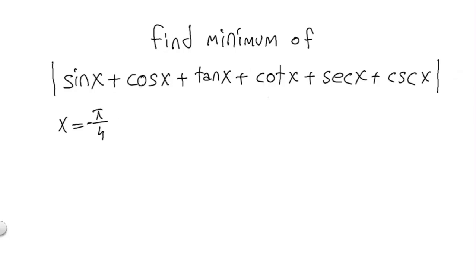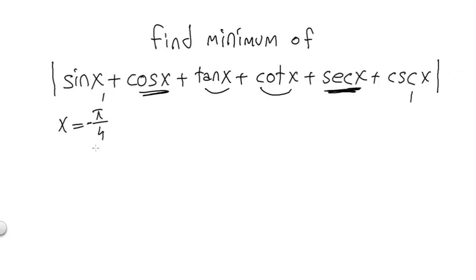I'm trying to just minimize all of them, because this is reciprocal of this one, and this is reciprocal with this one. So just if, for example, sine x is very small, this will be very big. So I don't want that. I kind of want all of them to be something nice.